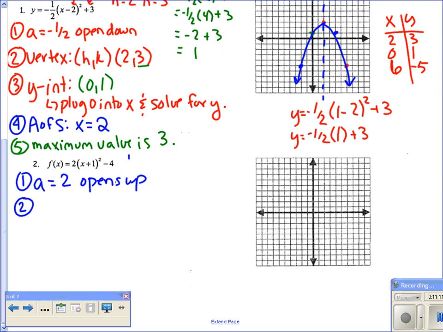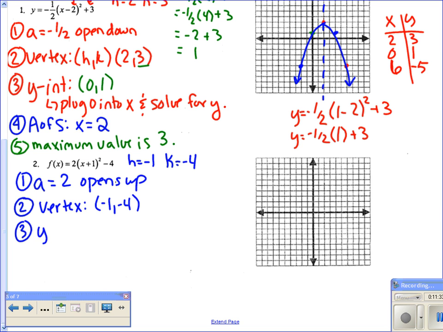Then the next thing I'm going to find is my vertex. So remember h and k. h in this case, since it's x plus 1, would be -1, and k is equal to -4. So that means that the vertex is at -1, -4. And then I know that I want to find my axis of symmetry, my maximum, the y-intercept.